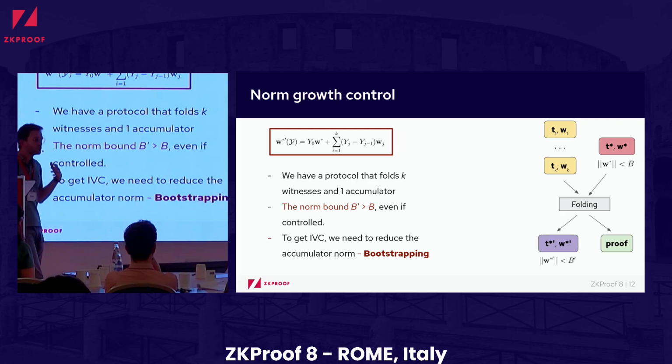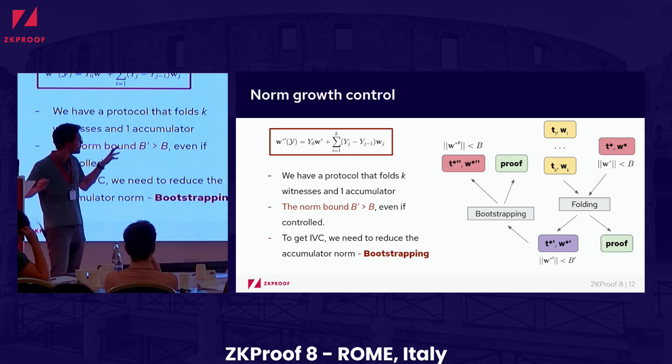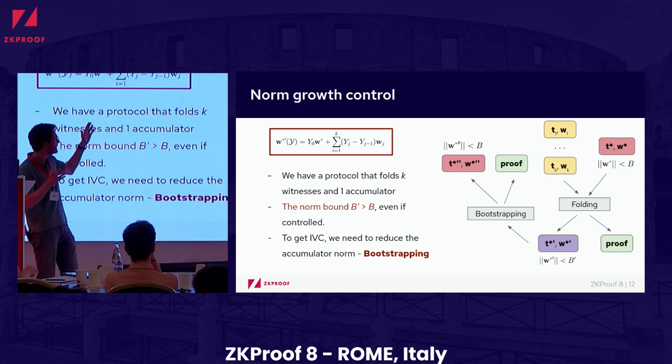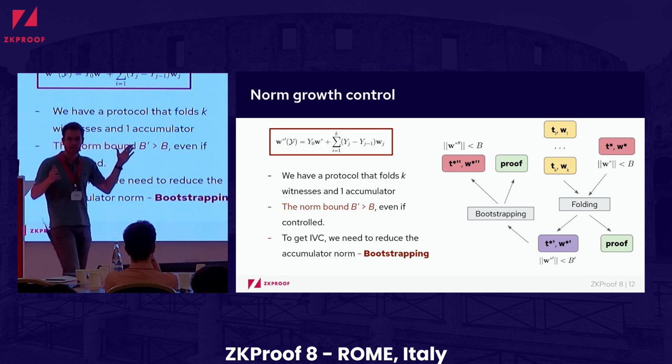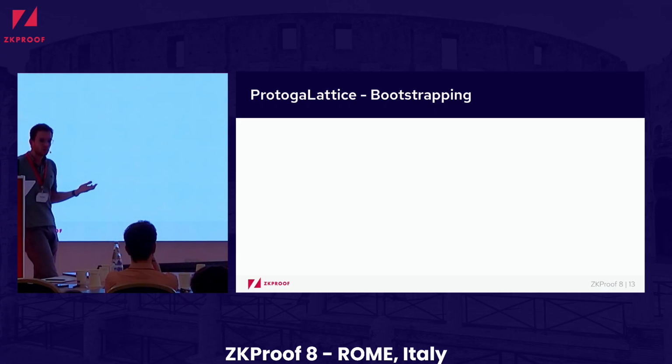So for this, we introduce a second protocol that is run after folding, which we call bootstrapping, because the only thing it does is taking an accumulator and reducing the norm of this accumulator. So the bootstrapping protocol really takes W prime star, an accumulator that we got from folding, passes it through some shadow folding scheme that we come up with, and gives you a proof and an accumulator with a stronger bound. How do we do this?